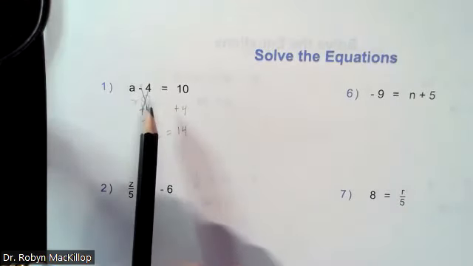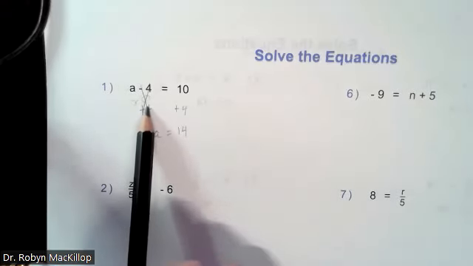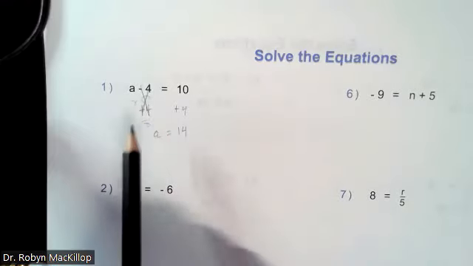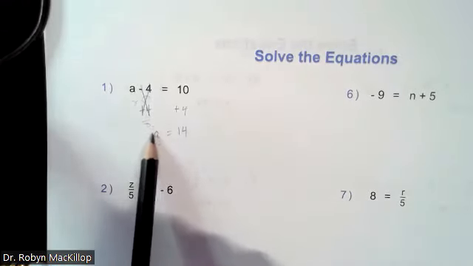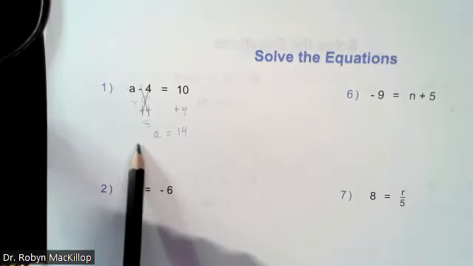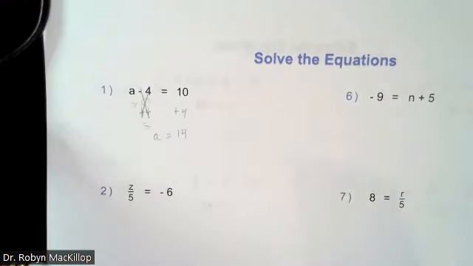6 - 4 would be 2. So you could do this kind of problem in your head, but you have to be better than me. I should never do math in my head. It's much easier for me to write it down. So that was a long way to solve this equation. A equals 14.